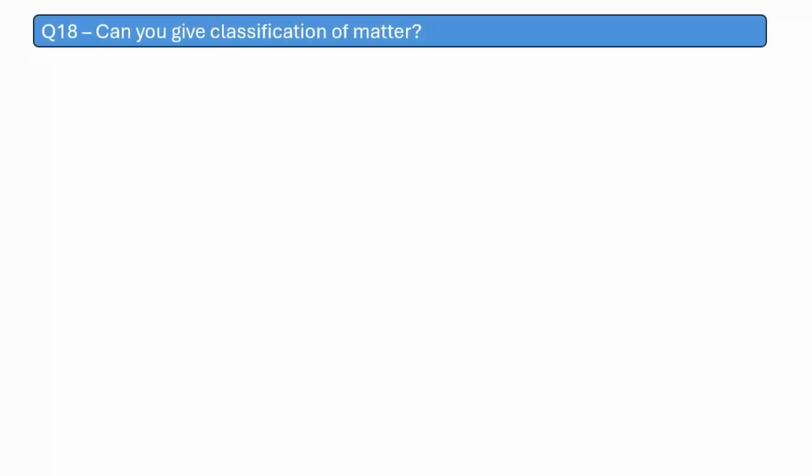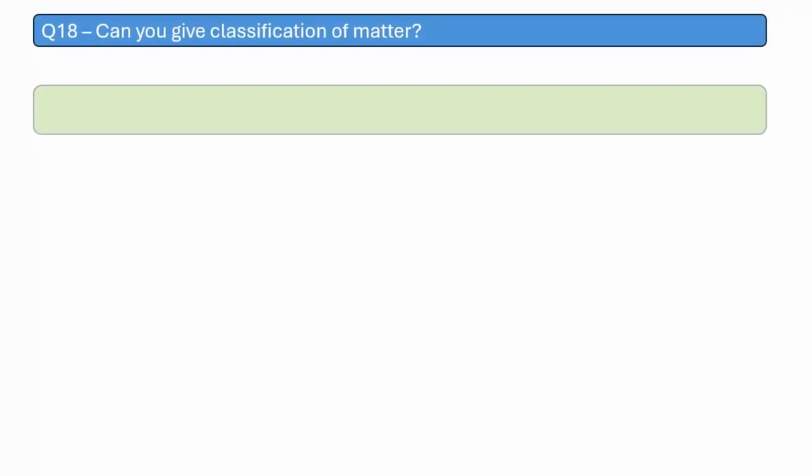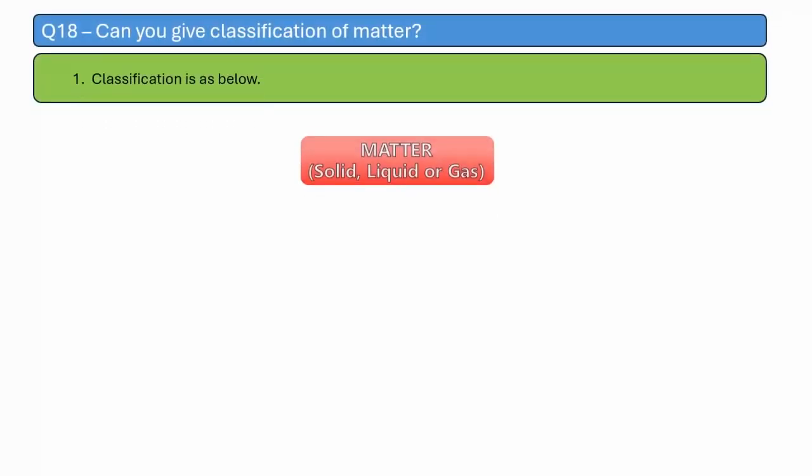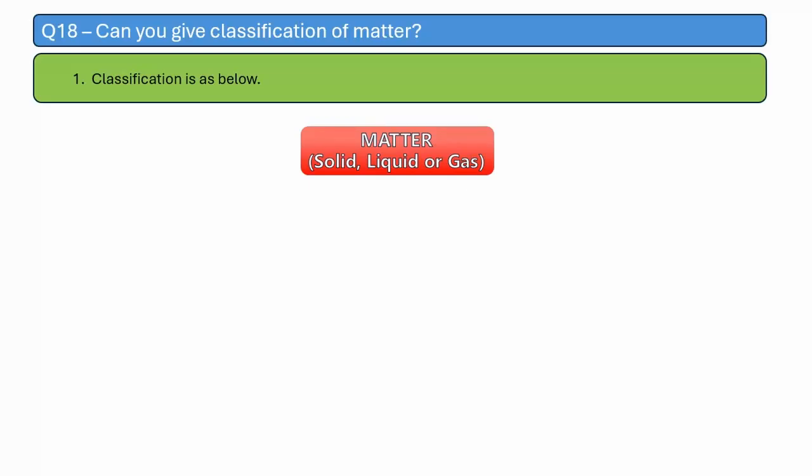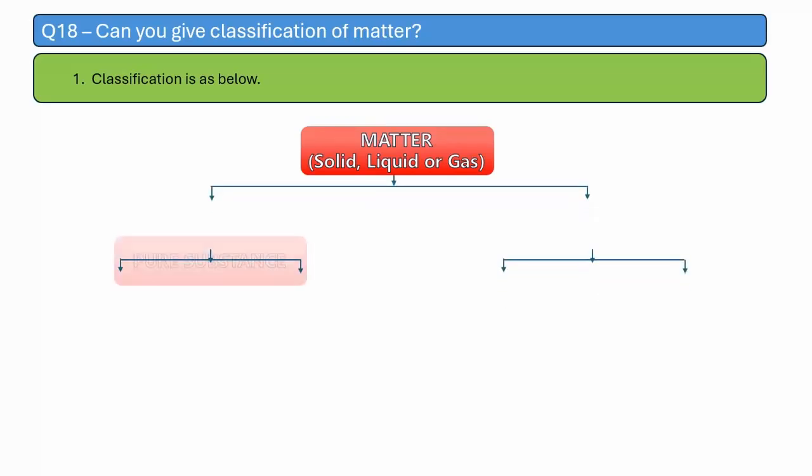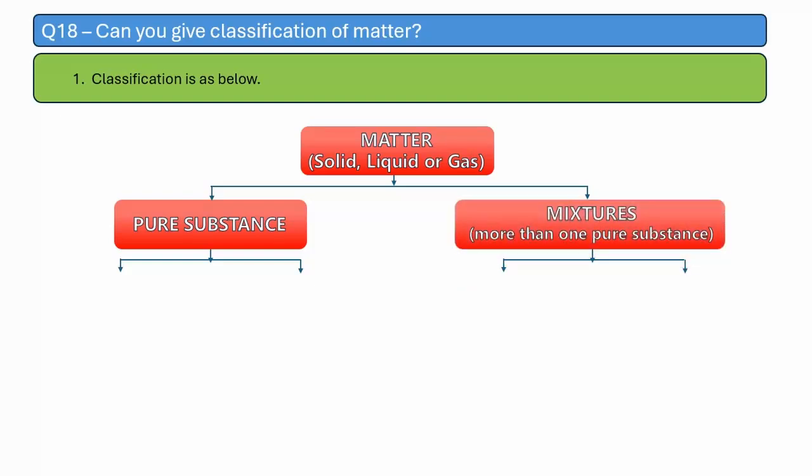Okay, so can we give the classification of matter? Yes, we can give the classification of matter. Matter can be either solid, liquid or gas. Okay, now remember, matter can be a pure substance or a mixture. Okay, what is a pure substance? A pure substance has only one type of particle. Either it is a pure atom or a pure molecule.